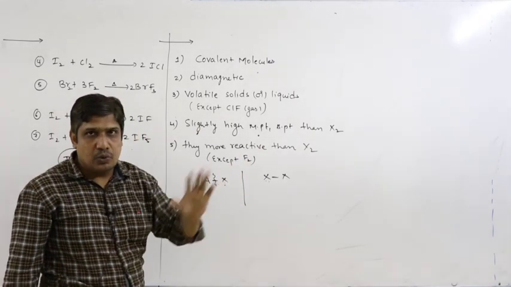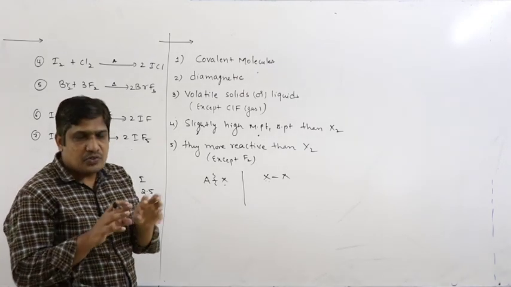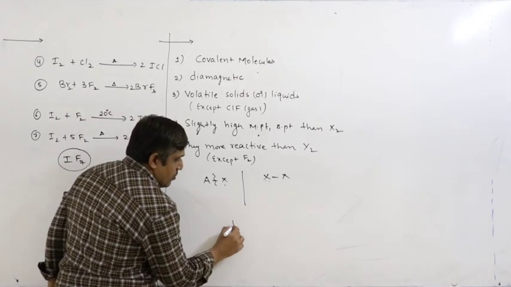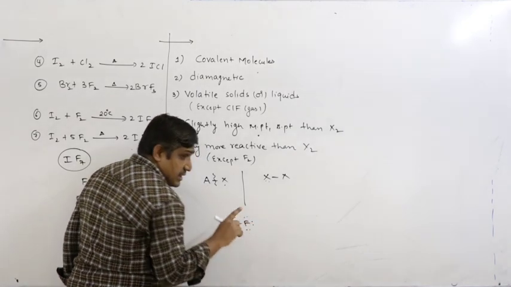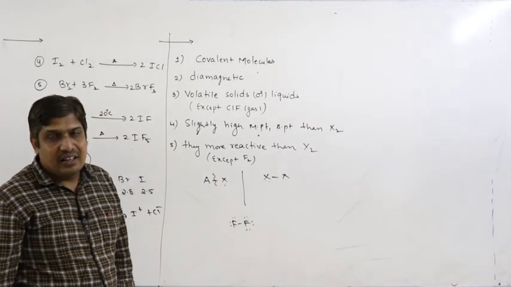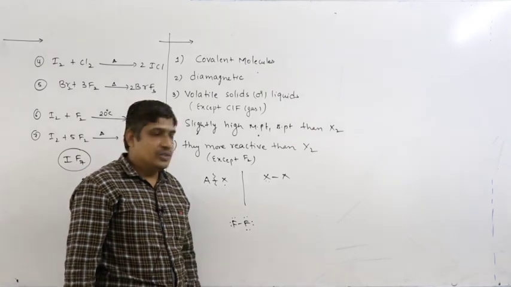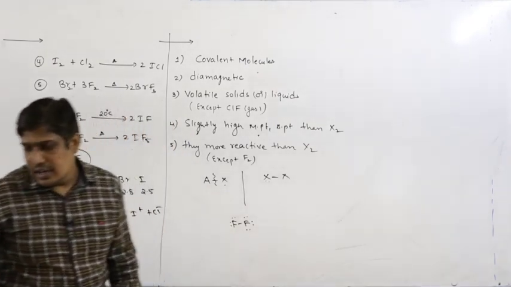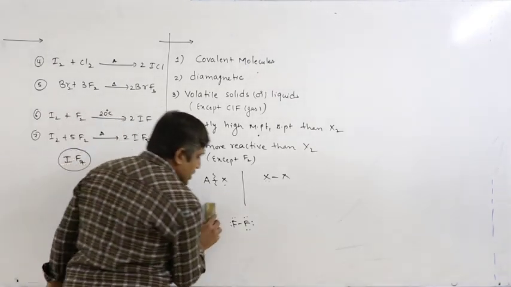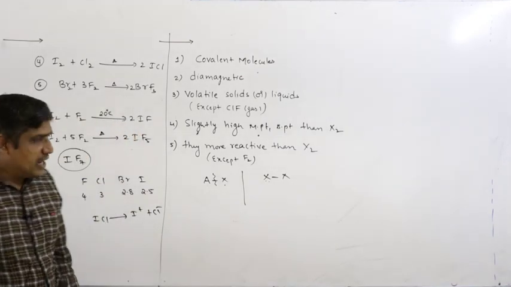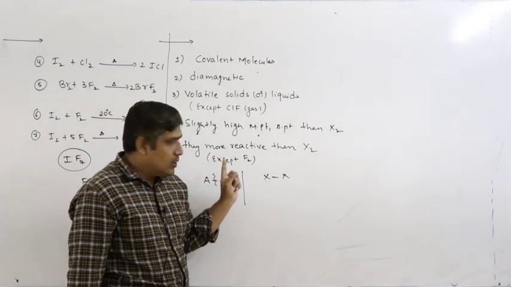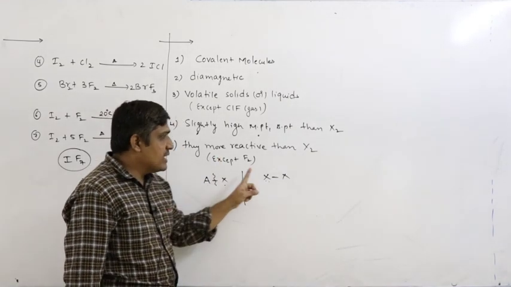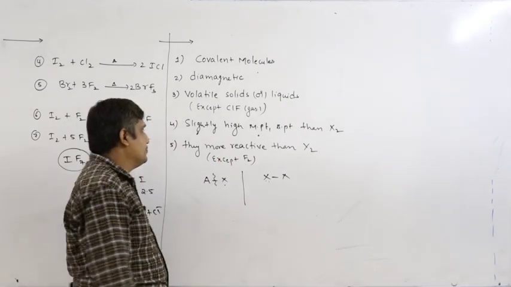F2 is easier to break because of the small size of the atoms. What happens? There is a lot of repulsion and the expected bond length is greater than the observed bond length. So it has lesser bond energy. That is why F2 is more reactive. Right. Once again, interhalogens are more reactive than pure halogens because the AX bond is weaker than the XX bond.